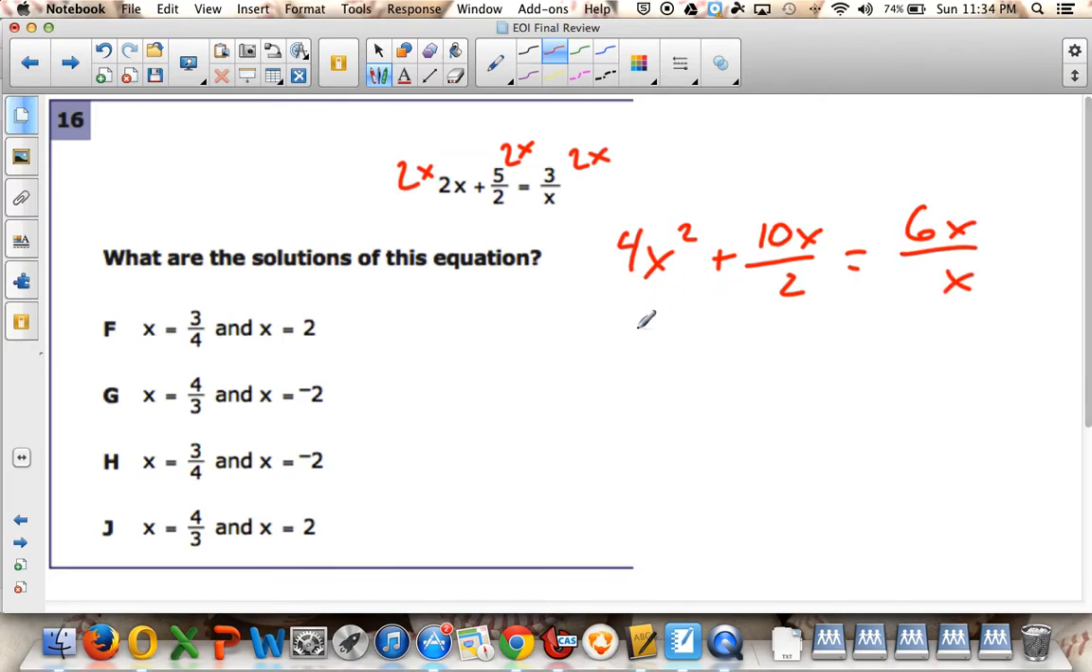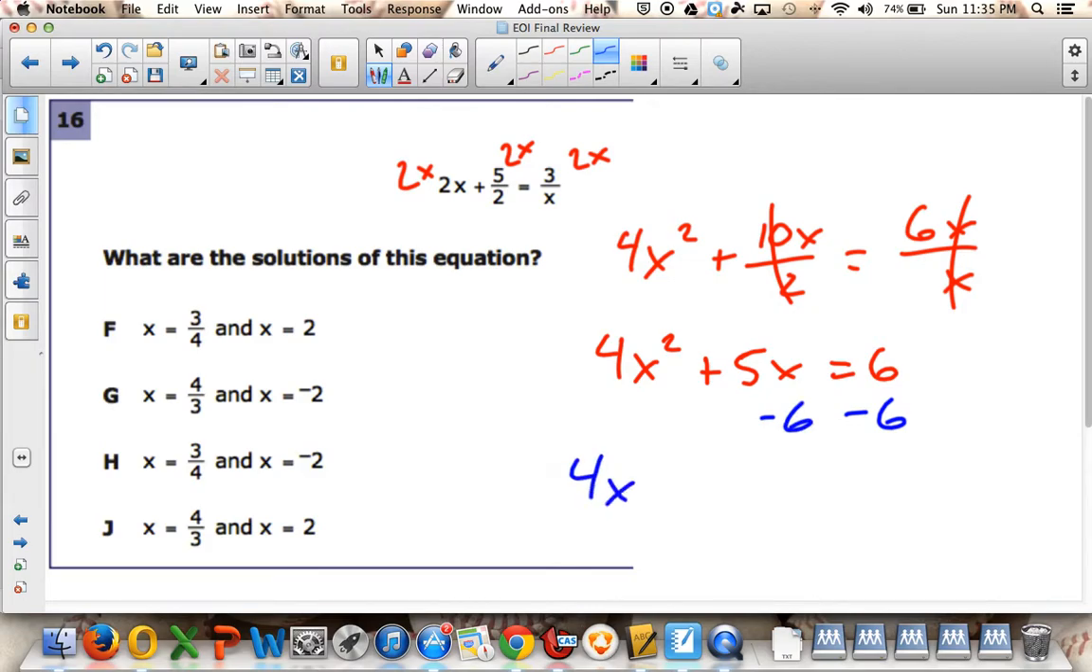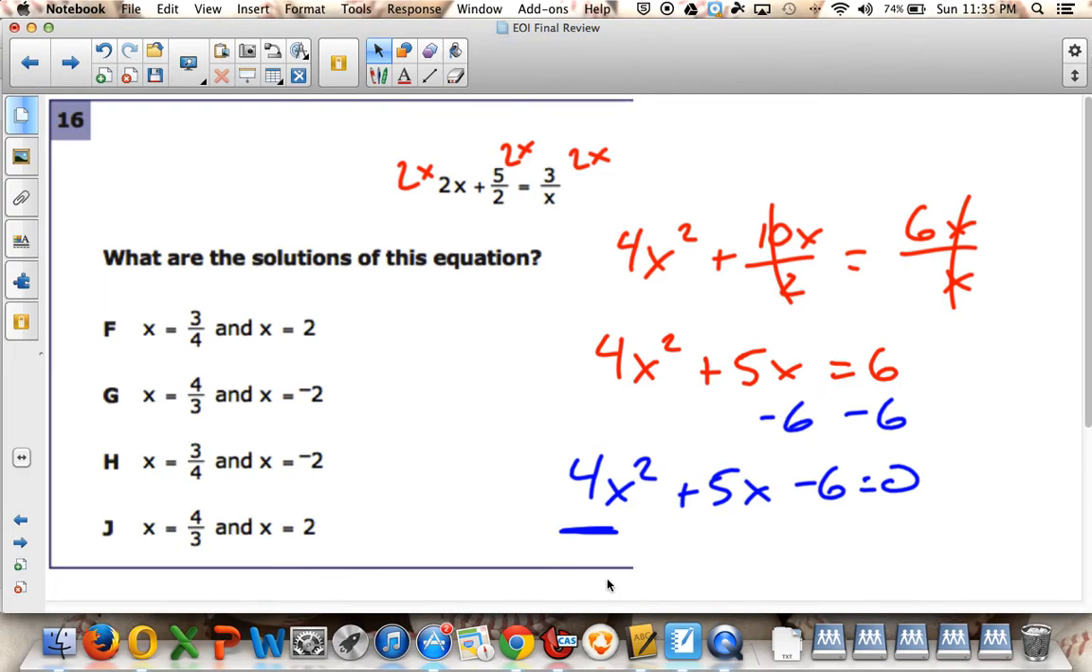Now I need to eliminate. 4x squared doesn't eliminate. 10 divided by 2 is going to be 5x equals 6. Since this is a trinomial with x squared, x, and no x's, I'm going to set it equal to 0 and get 4x squared plus 5x minus 6 equal to 0. Now, none of us like to mess with trinomials that have leading coefficients other than 1, so we are going to graph this.